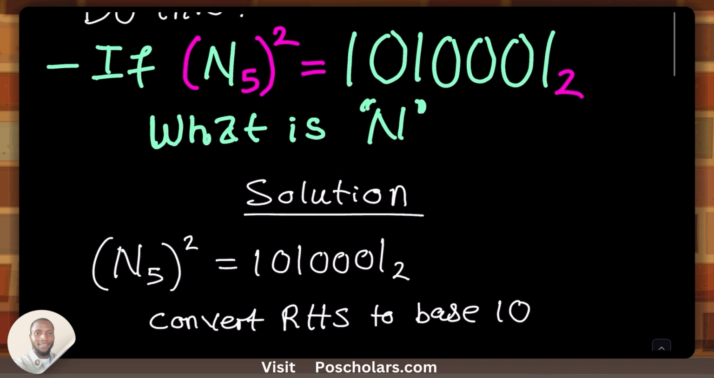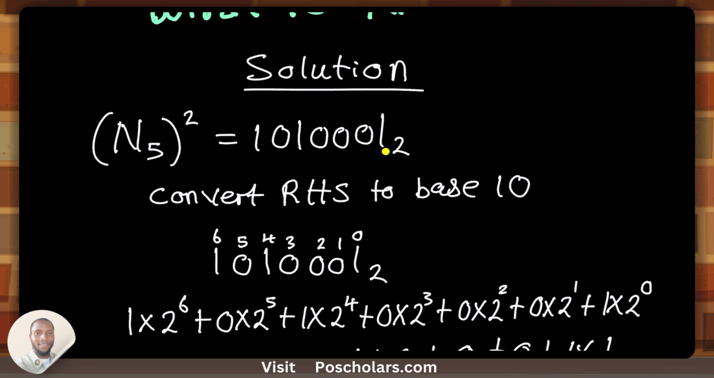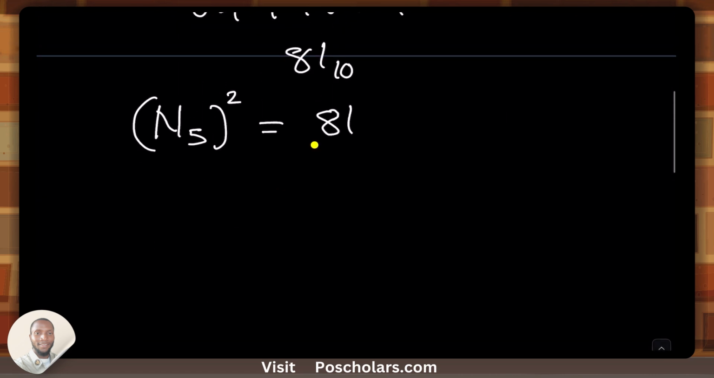Now, what I'm saying is that this 101001 base 2 has been converted to base 10, which is 81 base 10. Now, what do we do next? The mission is to find our n. To find n, what we need to do next is to simplify n base 5.